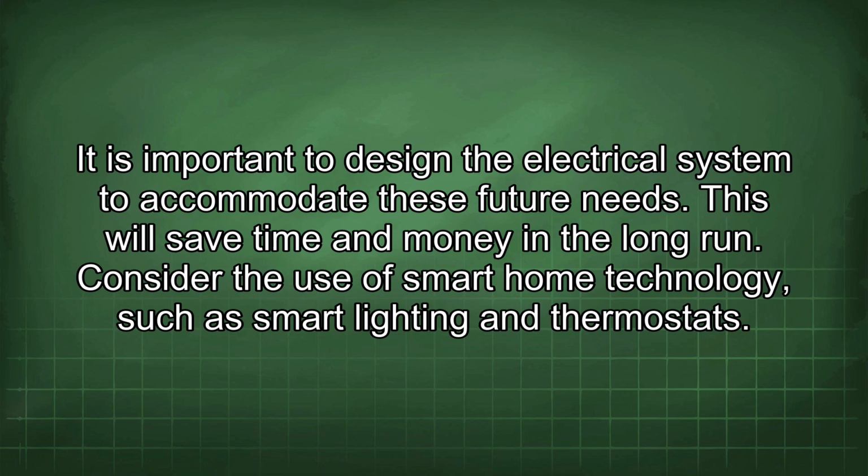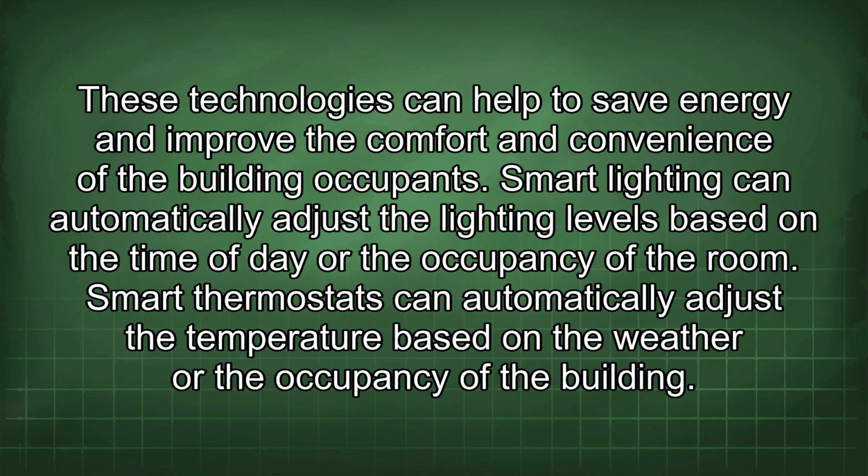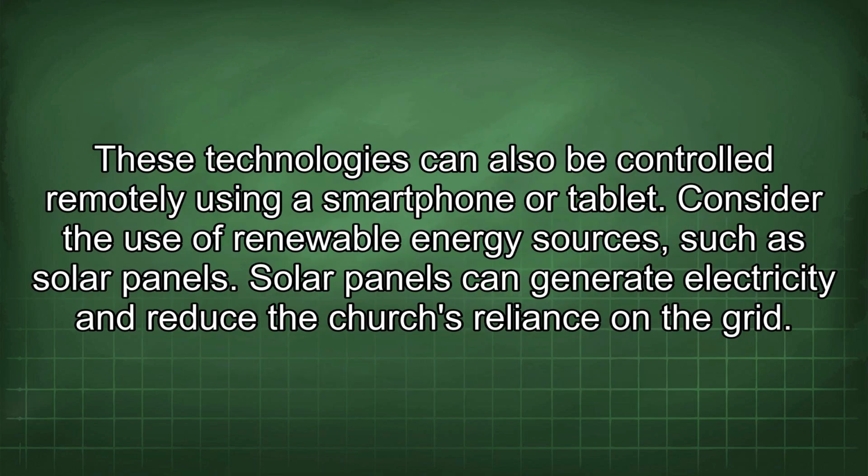Consider the use of smart home technology, such as smart lighting and thermostats. These technologies can help to save energy and improve the comfort and convenience of the building occupants. Smart lighting can automatically adjust the lighting levels based on the time of day or the occupancy of the room. Smart thermostats can automatically adjust the temperature based on the weather or the occupancy of the building. These technologies can also be controlled remotely using a smartphone or tablet.